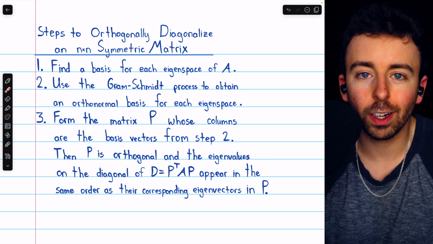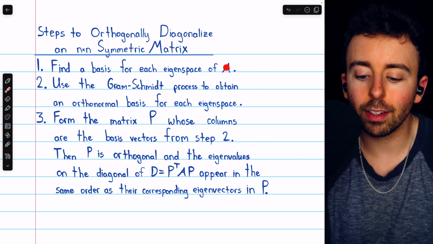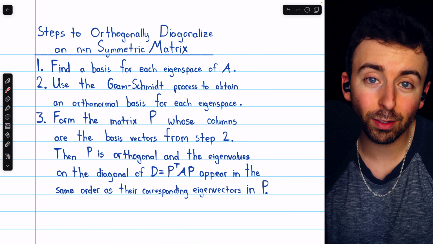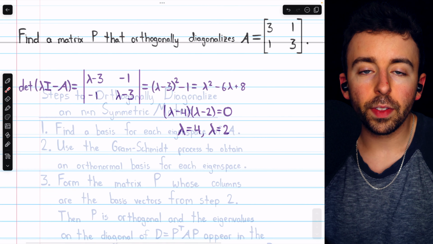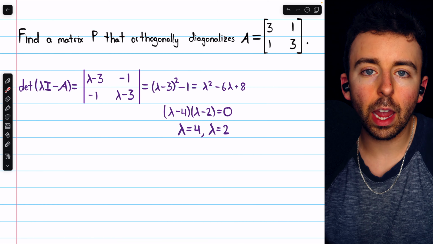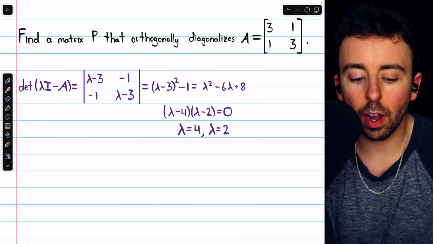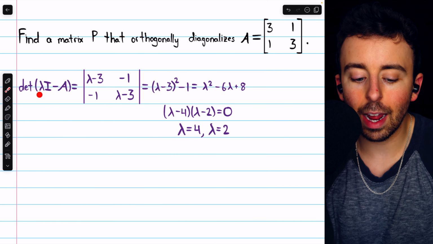We have to begin by finding a basis for each eigenspace of our matrix. So we've got to start with the eigenvalues. To find the eigenvalues, we need to find the characteristic equation. So we find the determinant of lambda I minus A. Lambda I minus A just looks like this. It's the entries of A negated with lambda added on the diagonal.